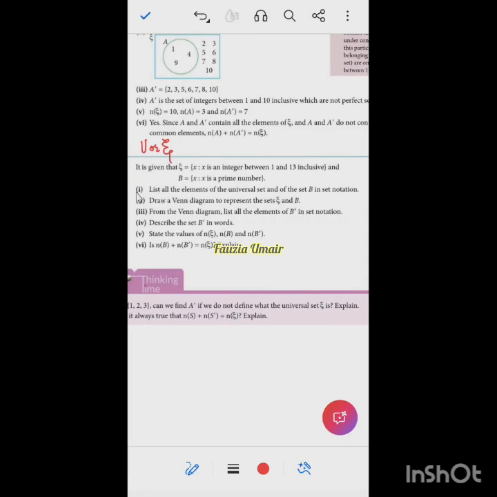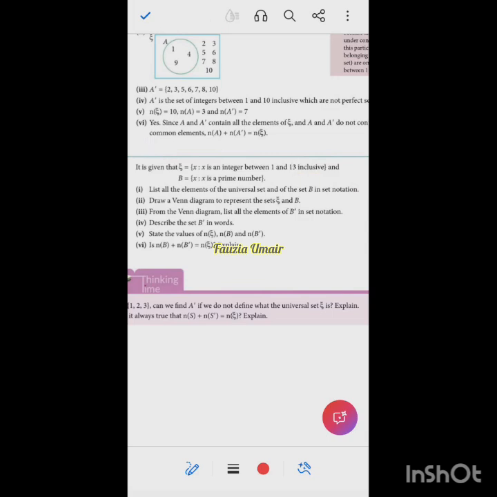So the first part is to list all the elements of the universal set and set B in set notation. So this is written in set theory or set notation form. We need to write it in element form. So can anyone tell me, x such that x is an integer between 1 and 13, 1 and 13 inclusive? What does this word mean, inclusive?